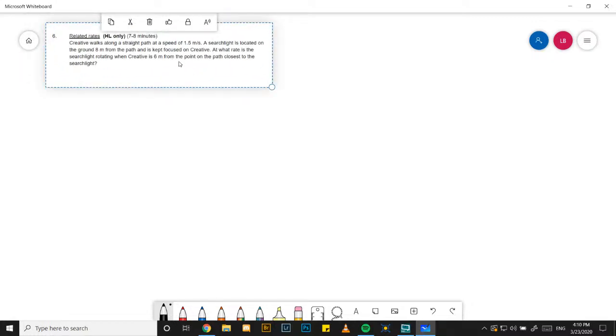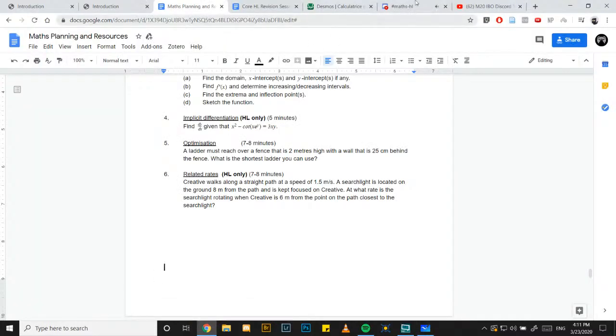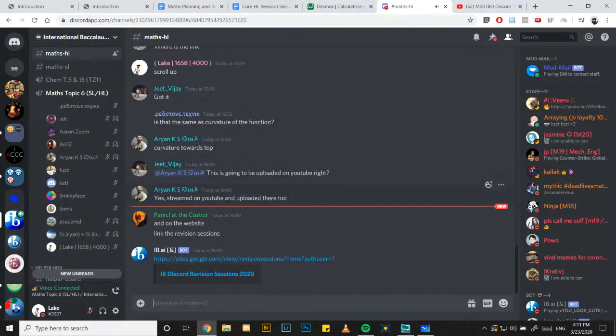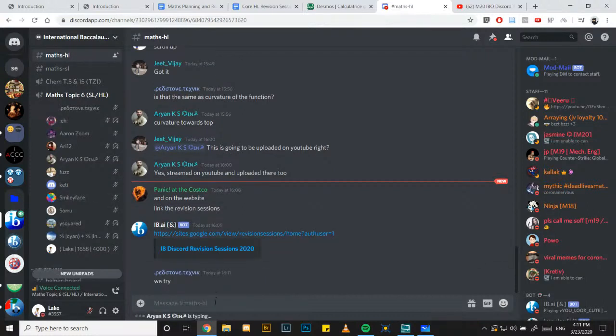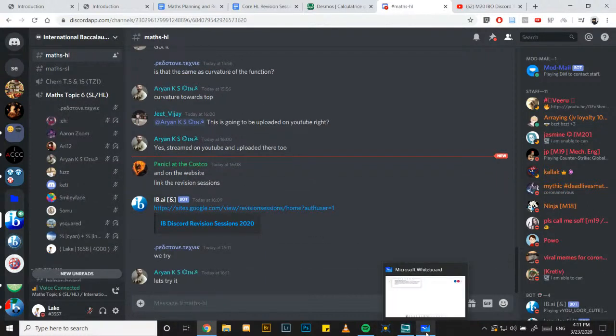Okay, so Creative walks along a straight path at a speed of 1.5 meters per second. Do you guys want to try this as well, and then I'll explain on the whiteboard, or do you want me to just explain it straight away? Anyone? Okay, you guys can try it, and then I'll explain it right after. I'll give you guys 7 minutes. So I'll be back at 4:18 p.m., I mean, in 7 minutes for my time. And if you need longer, I'll just give you longer.